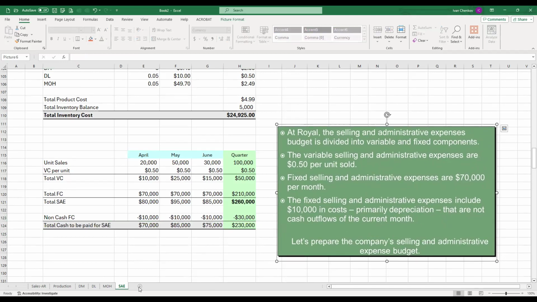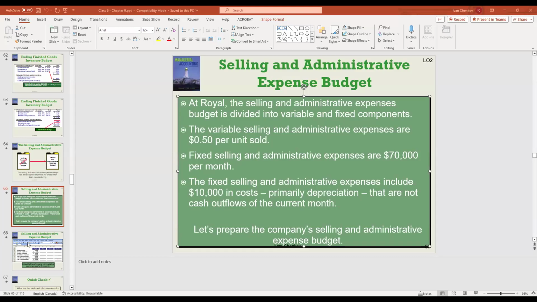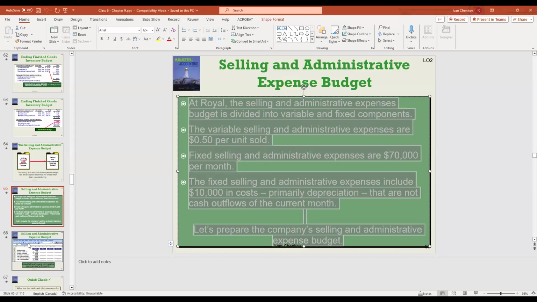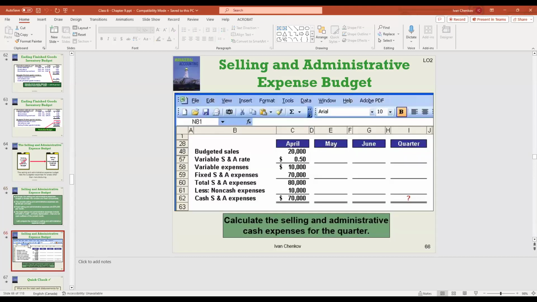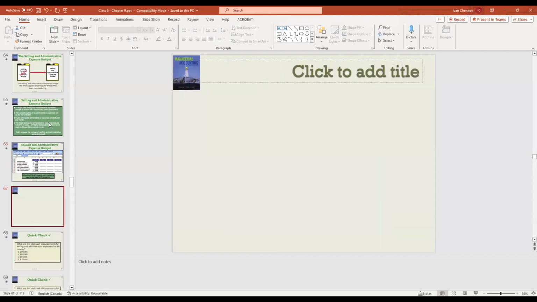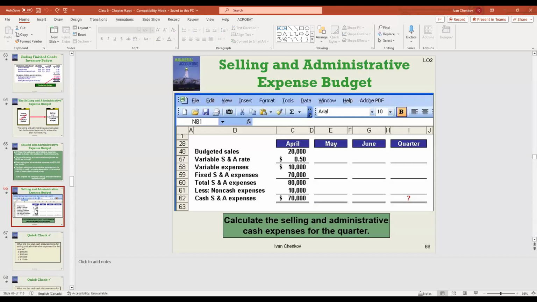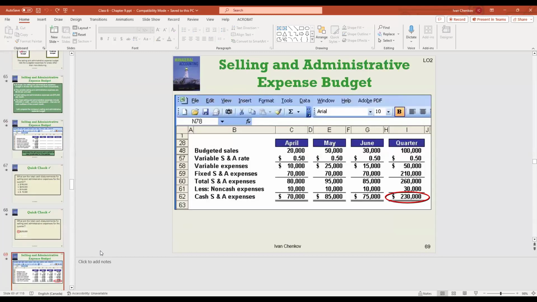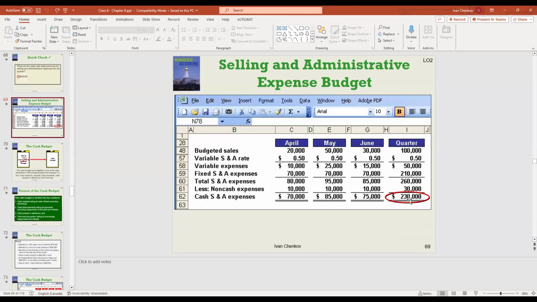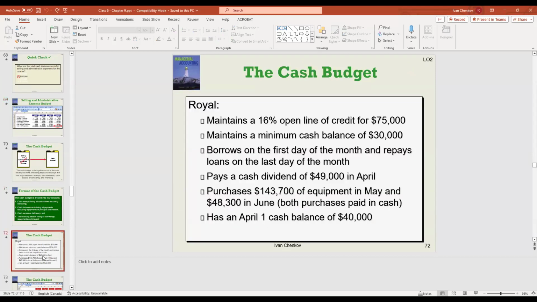Once we're done with the selling administrative expenses, let's go back to the slides and see what else is left for us. Not much left at this point. We are pretty much going to the end. Again, put the variable portion first, then get the fixed cost. How much will be the total cost? We can easily find it. Total cost will be $230,000. That's exactly how much we get on our Excel spreadsheet, $230,000. At this point, we are ready to prepare the cash budget.